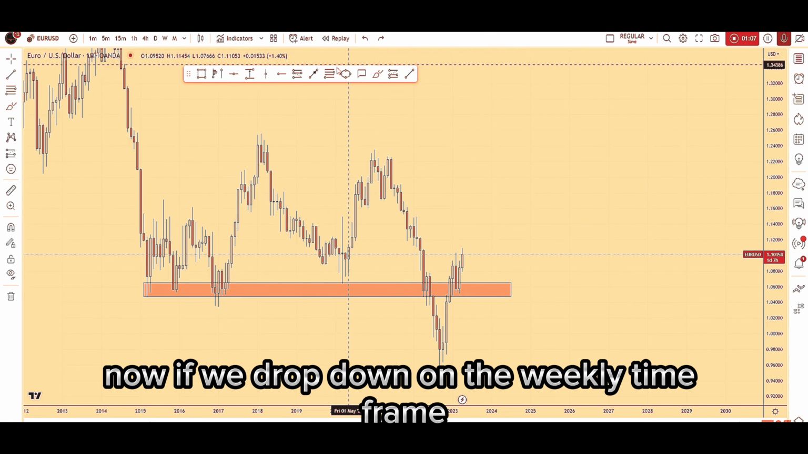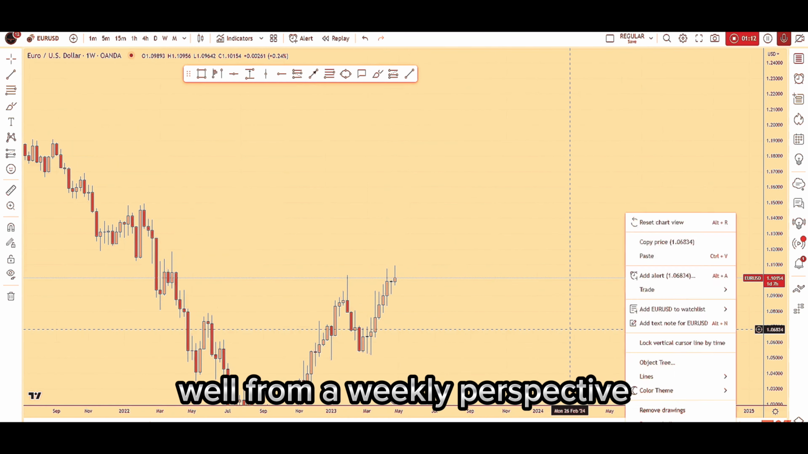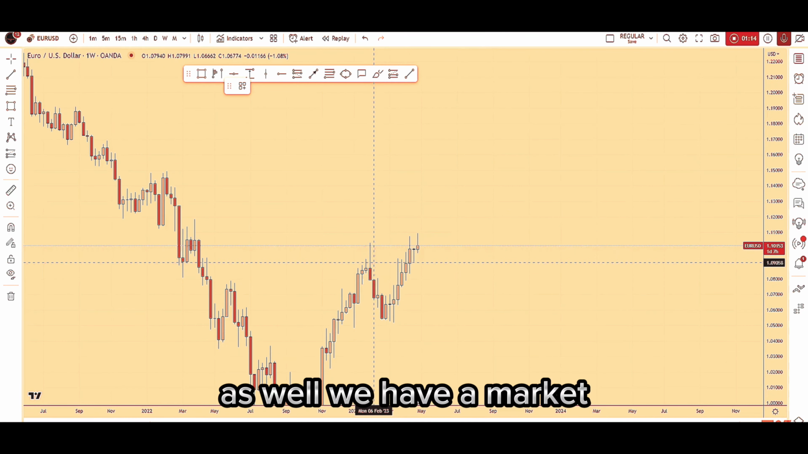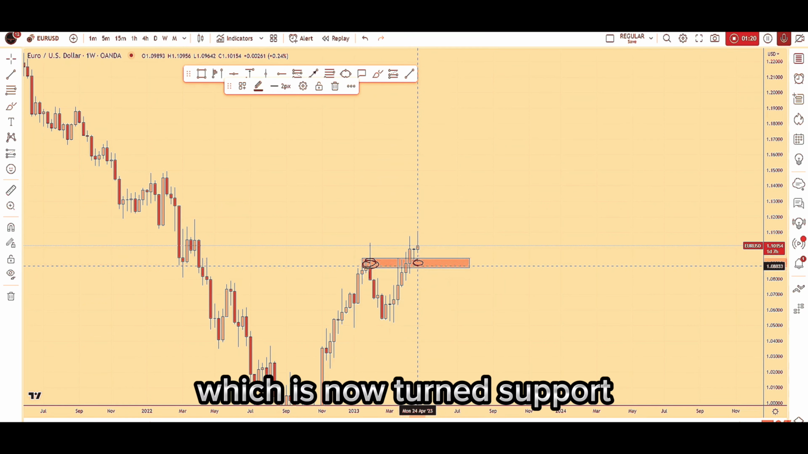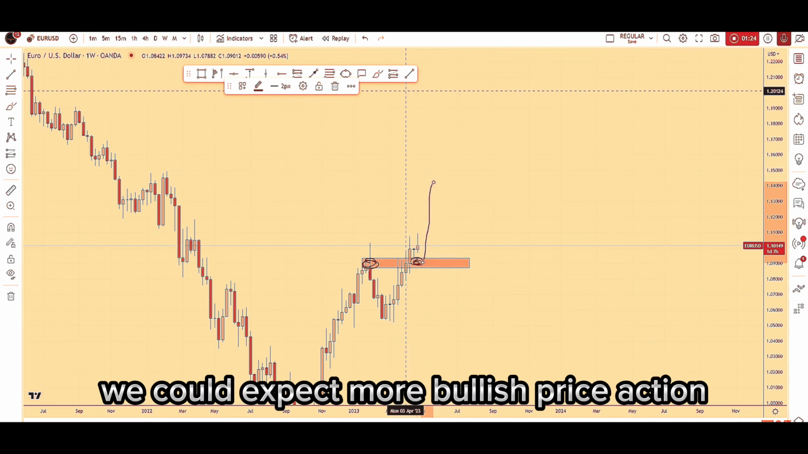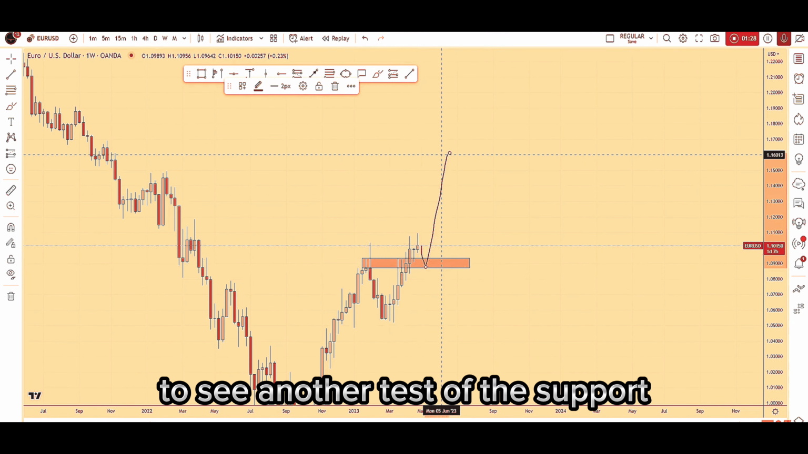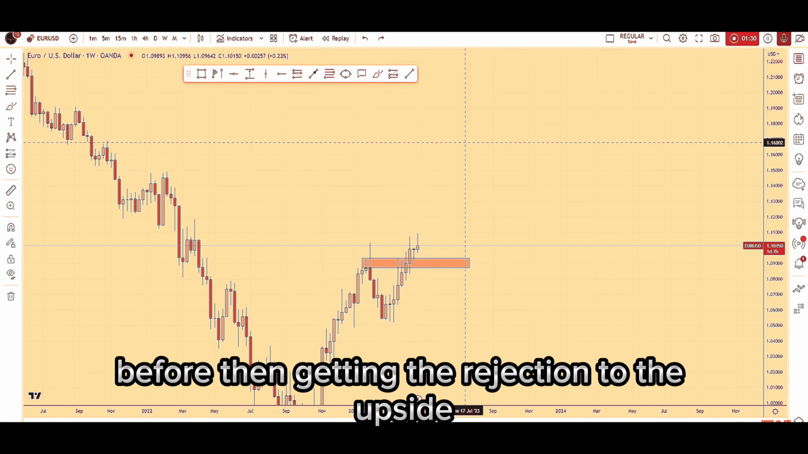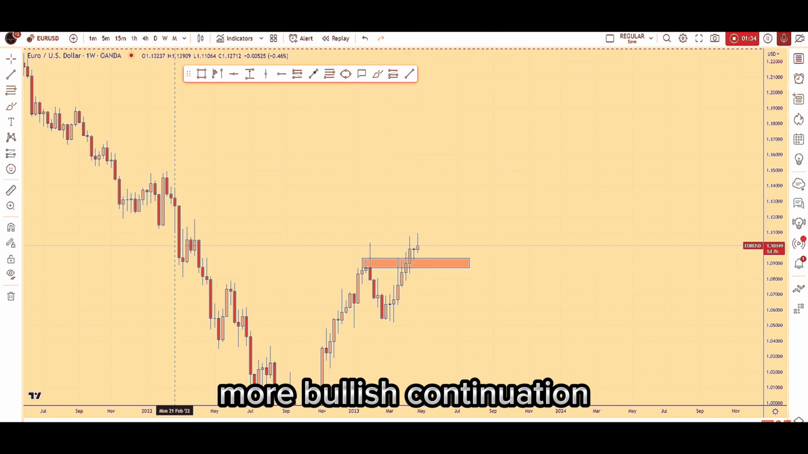Now, if we drop down on the weekly time frame, what do we see? Well, from a weekly perspective, price action is quite clear as well. We have a market which is currently testing and rejecting to the upside previous weekly resistance, which is now turned support. In a situation like this, we could expect more bullish price action away from the zone. There is a possibility to see another test of this support before then getting the rejection to the upside, but overall, the structure of the market suggests more bullish continuation.